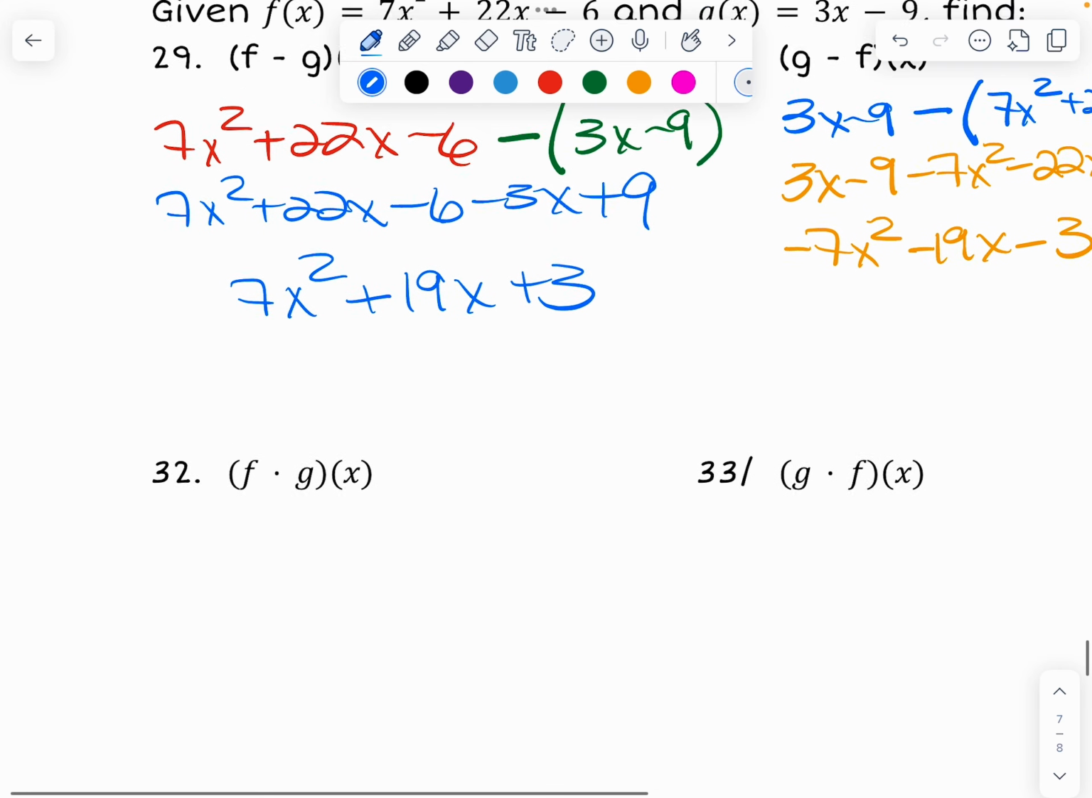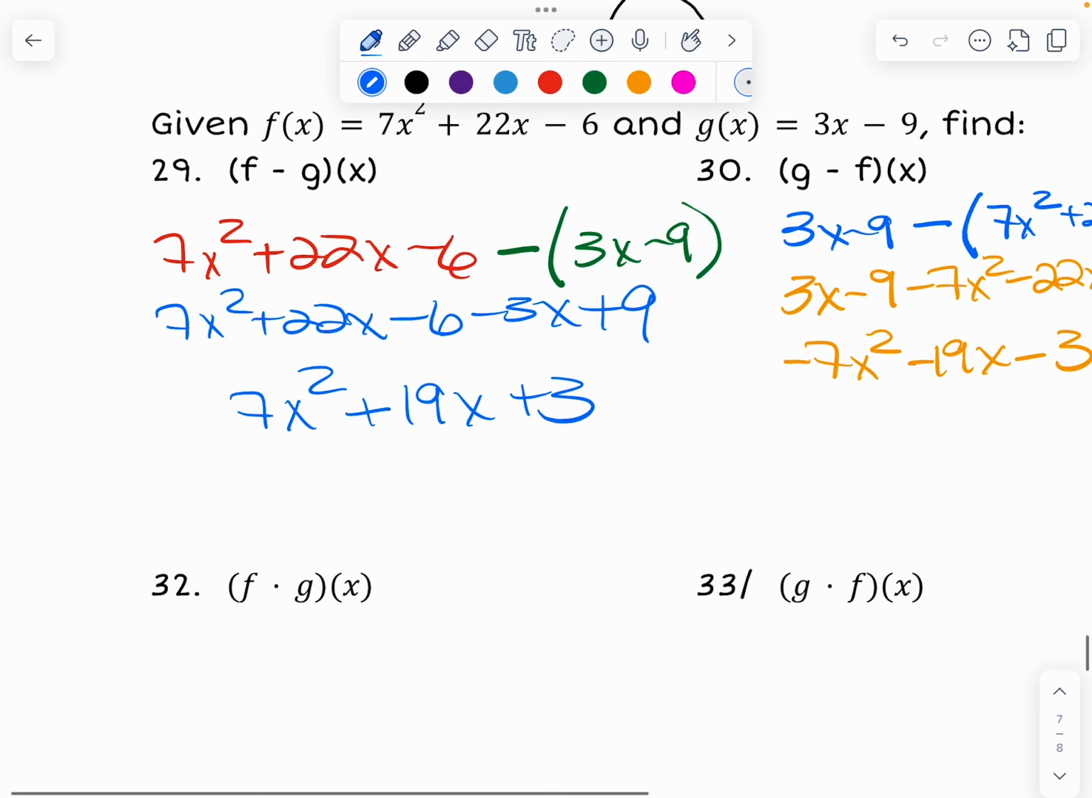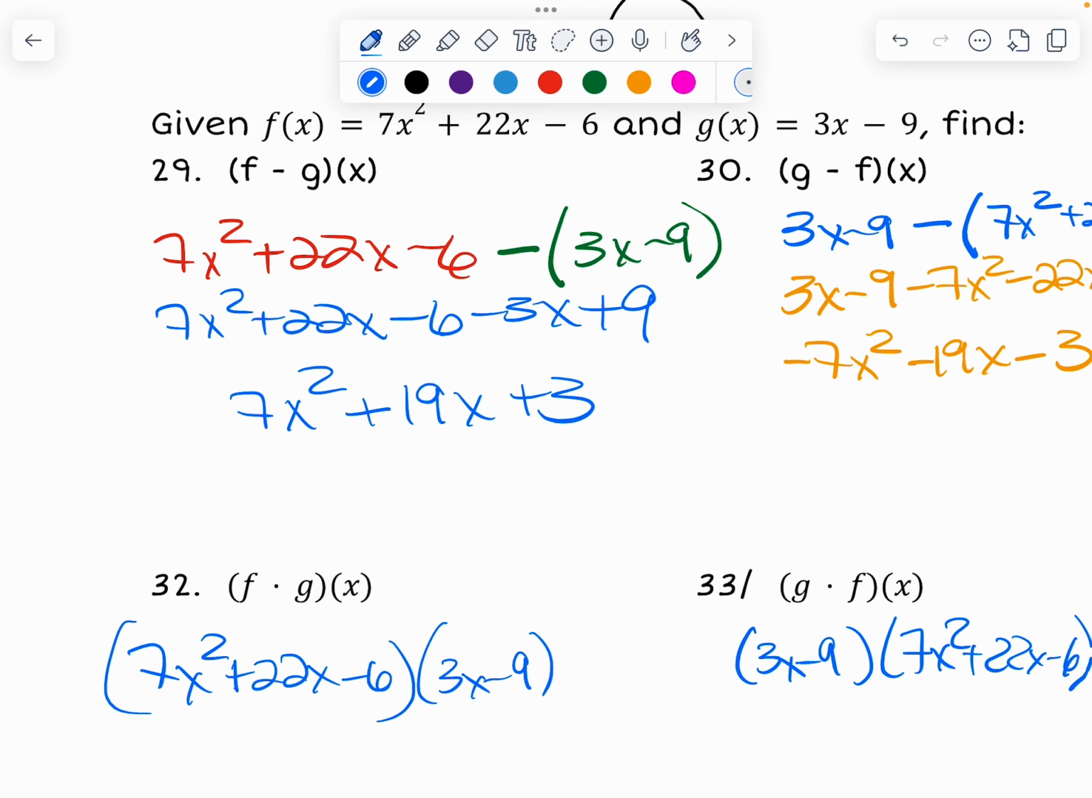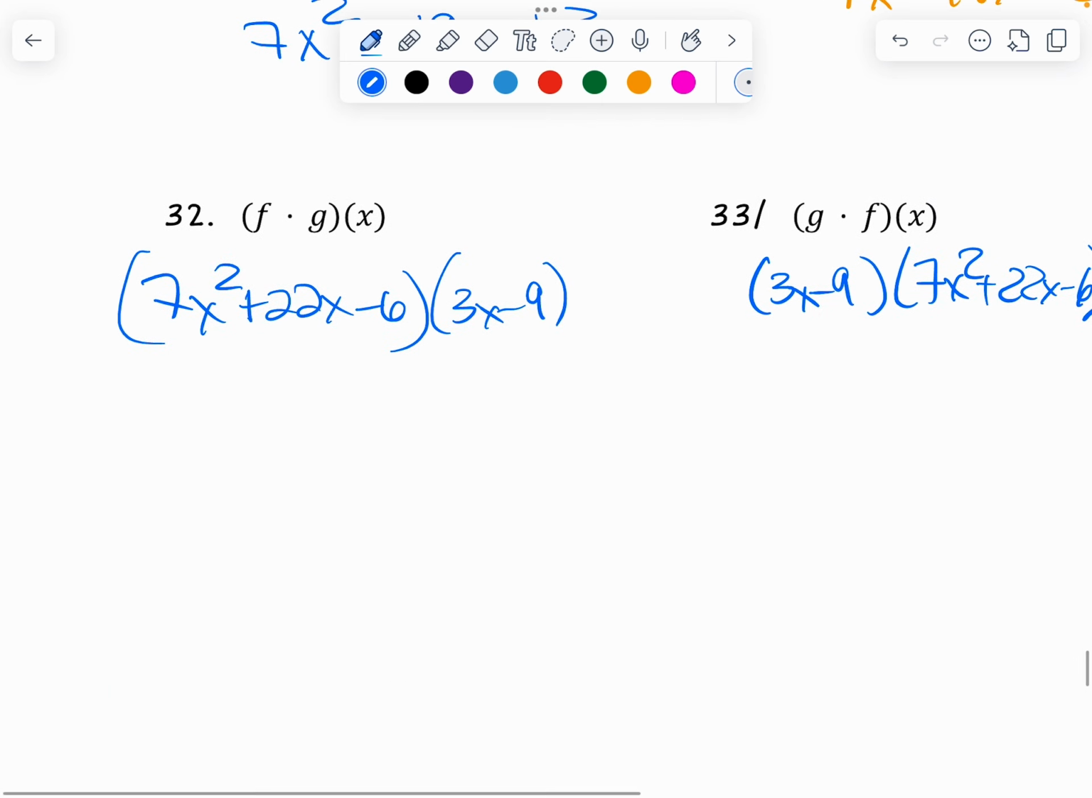Okay, so now we're multiplying them. So now I have 7x squared plus 22x minus 6. And we're multiplying that by 3x minus 9. And then this one over here, we're multiplying the 3x minus 9 first, and then the 7x squared plus 22x minus 6. So I'm actually going to do the box method on this one. Why? Because I wanted to.